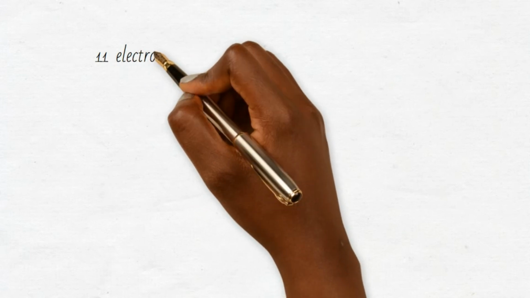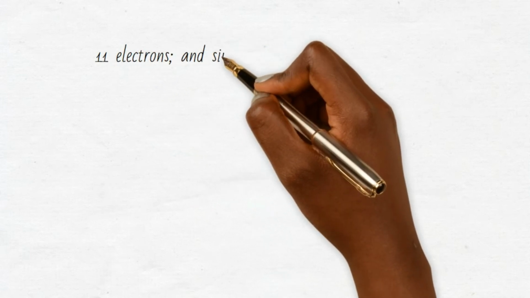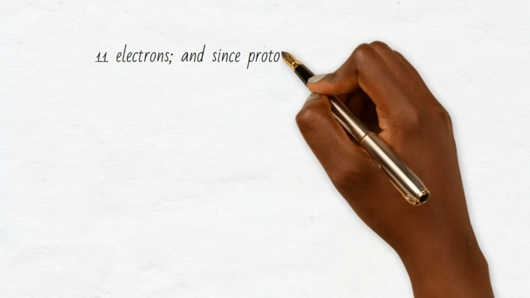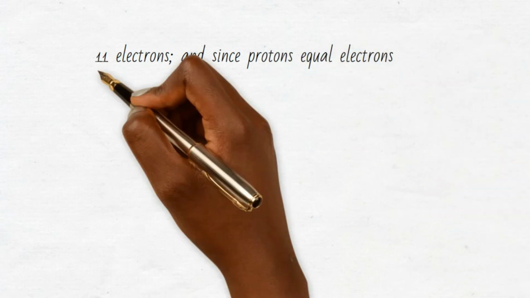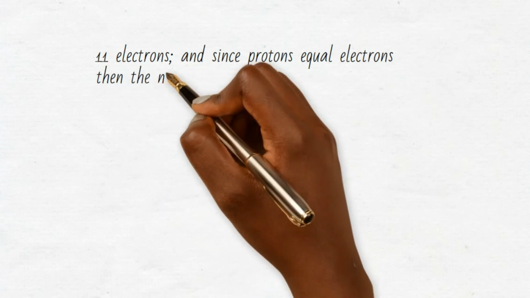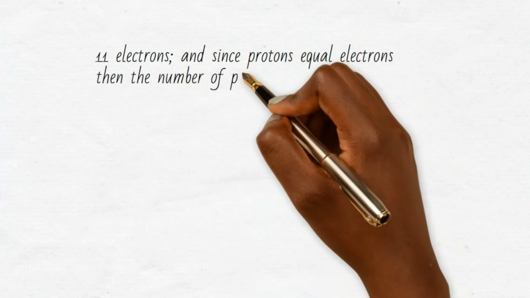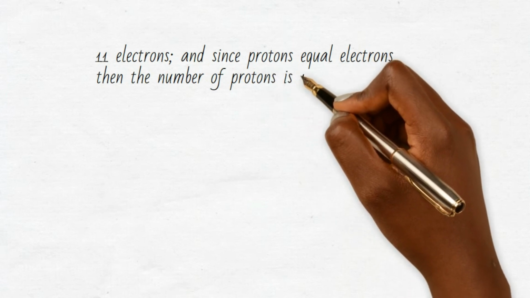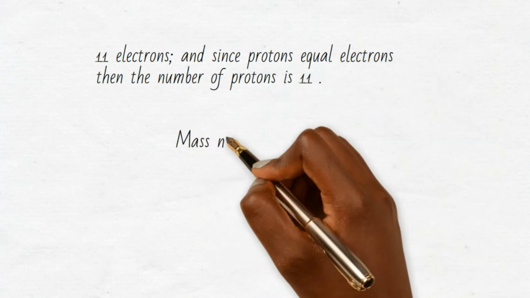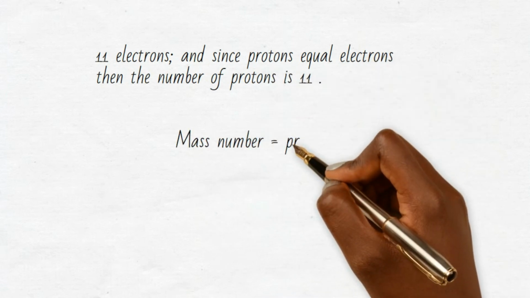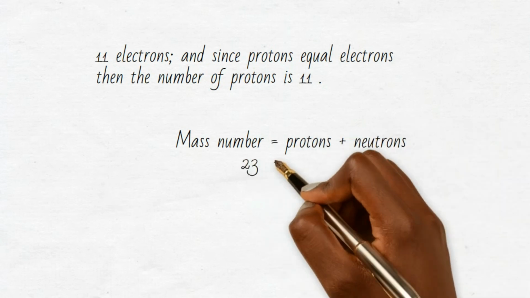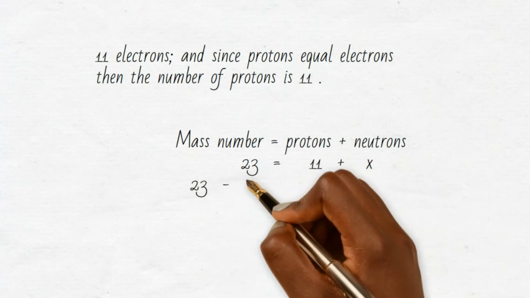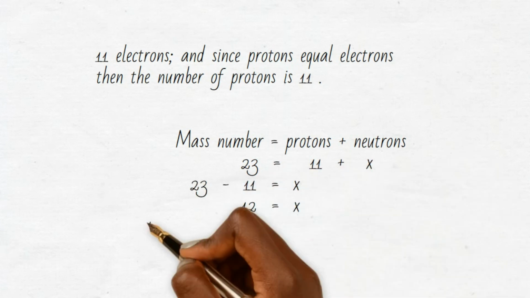So the first thing, what do we know? We know that this neutral element has 11 electrons, and if it's 11 electrons, that is also 11 protons. Now that we have the protons, we can easily find the number of neutrons in this element, since the mass number minus the number of protons will give the number of neutrons. So that's 23 minus 11, which is 12 neutrons.